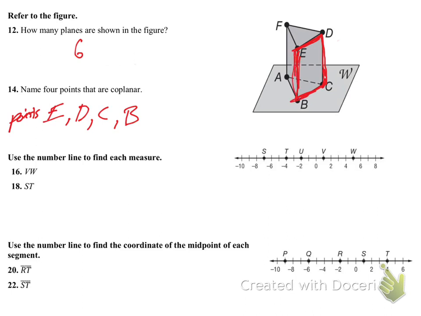16, use the number line to find each measure. So we want to find VW. VW is from here to here, and then it'll be 1, 2, 3, 4. It doesn't matter, again, where on the number line it is. We just want to know the length of it. And then ST, 1, 2, 3.